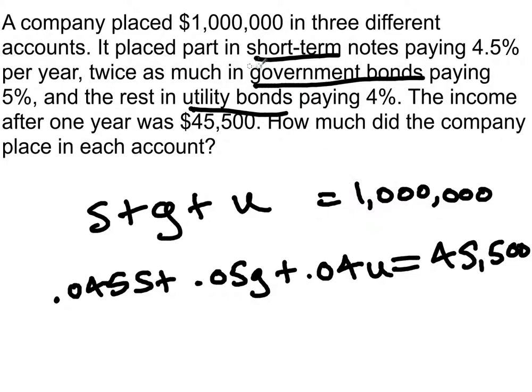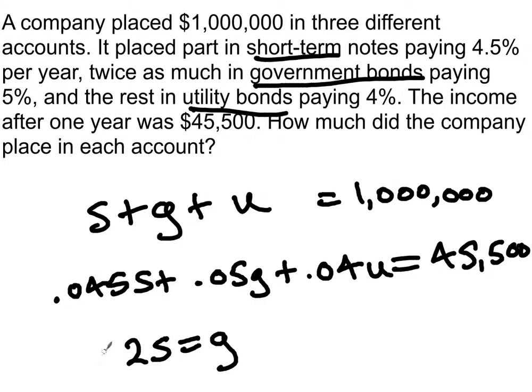It tells you it placed in short-term bonds some amount. It paid twice as much in government bonds and the rest in utility bonds. So whatever is in the short-term amount, if you multiply that by 2, you'll have the amount that's in government bonds. So if you placed 100,000 in short term, you placed 200,000 in government bonds. Now we have our 3 equations with 3 different variables, and we can solve this. So I want you to pause the video and try and solve it.